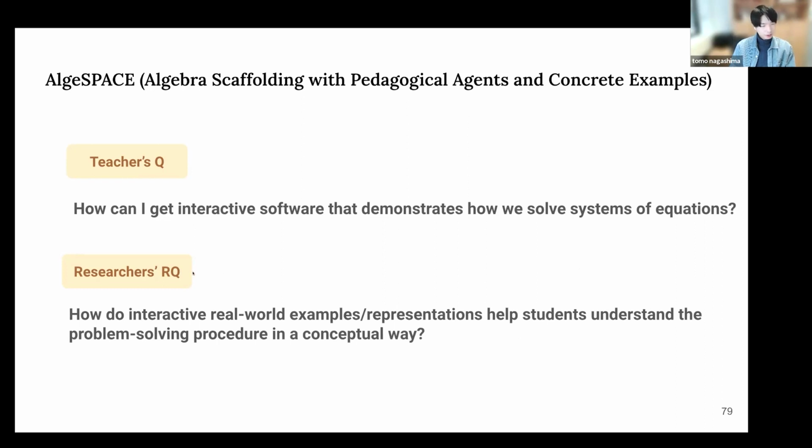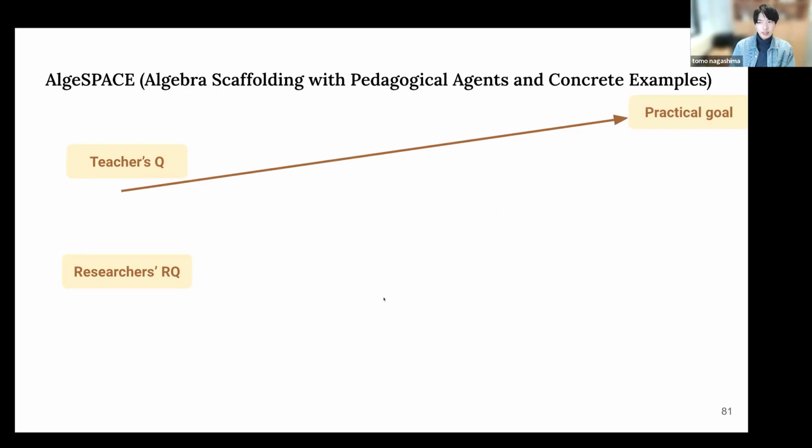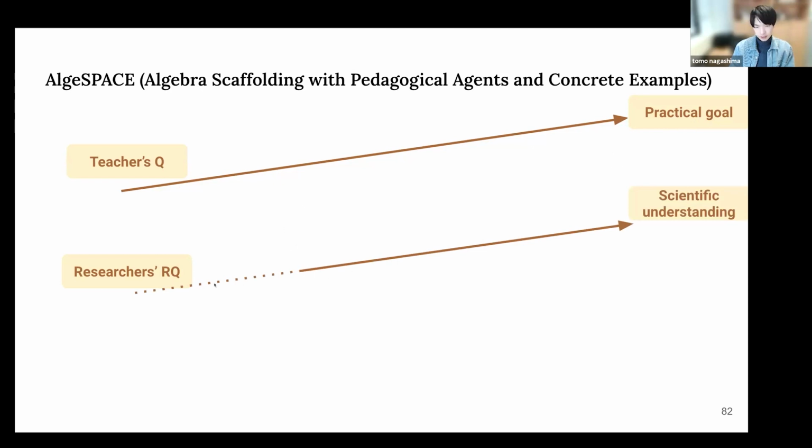So the researcher's research question came after the teacher's question, which is not a traditional way. Our goal was to support the teacher, to answer his question, to support his practical goal to improve his teaching using this interactive software. But in the middle of working with this teacher, we also developed our own research question, so that while achieving his practical goal, we could also try to understand what is called basic research, the more scientific understanding of how people learn.